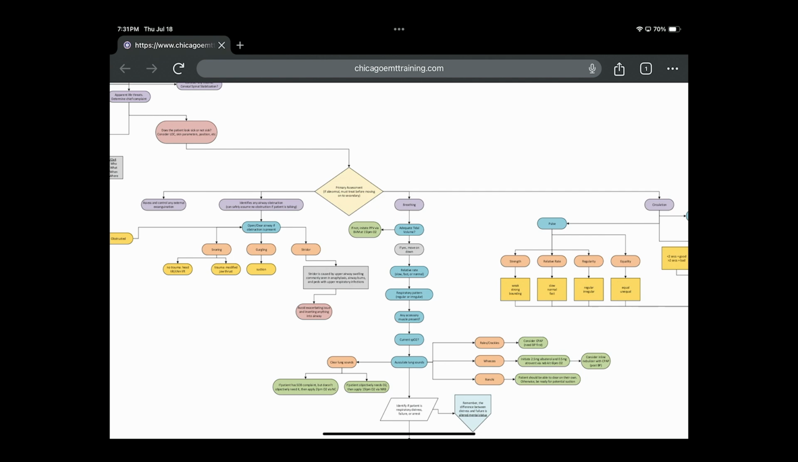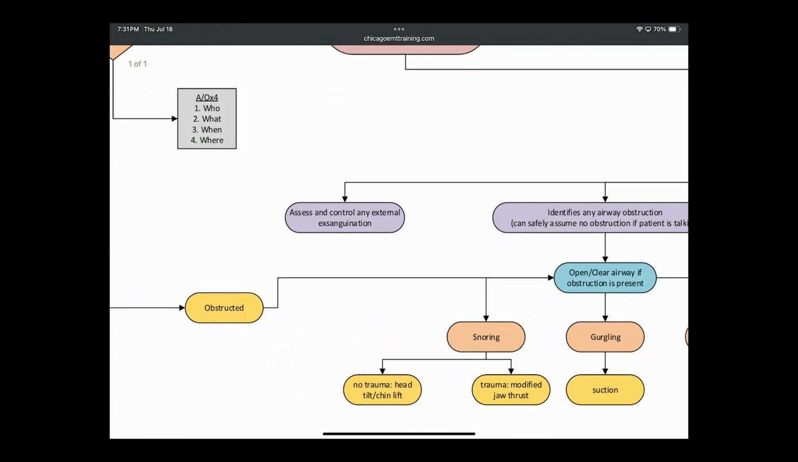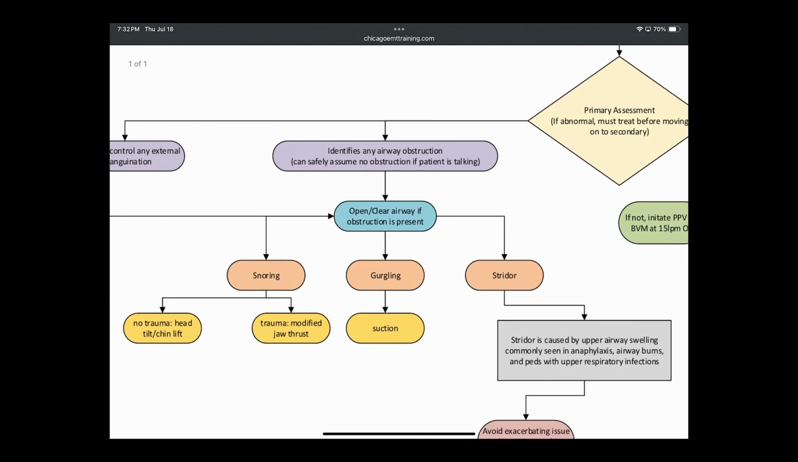So if I were to zoom in, the first thing that we should be checking is assess and control for any exsanguination, any external bleeding. And then the next one is identify any airway obstruction. And the 3 orange bubbles below, snoring, gurgling, stridor, are some of the abnormal airway sounds that we might hear. And in the yellow, some of the interventions that we might perform with these respective abnormalities. So if the patient is talking, it is safe to assume that their airway is open or patent.